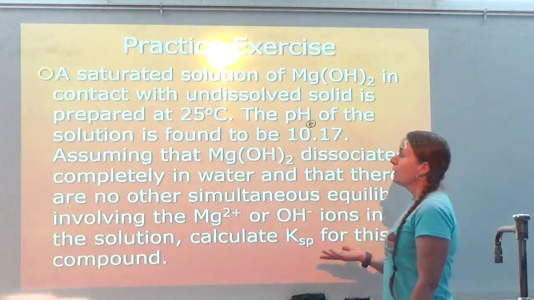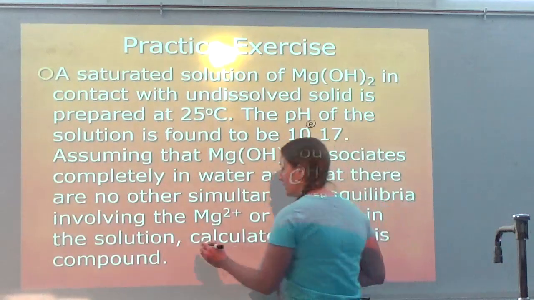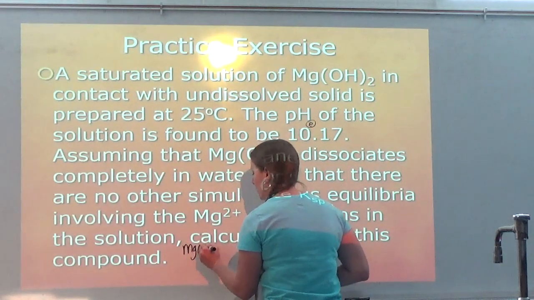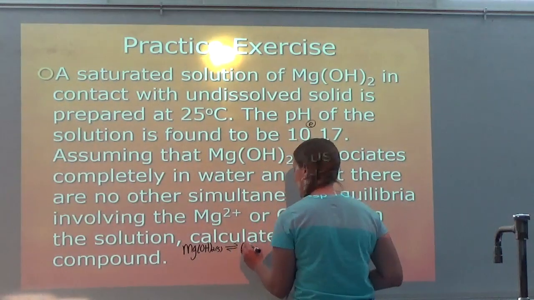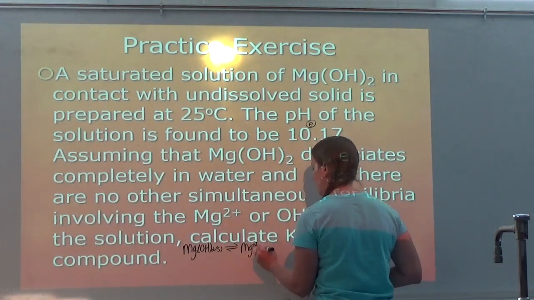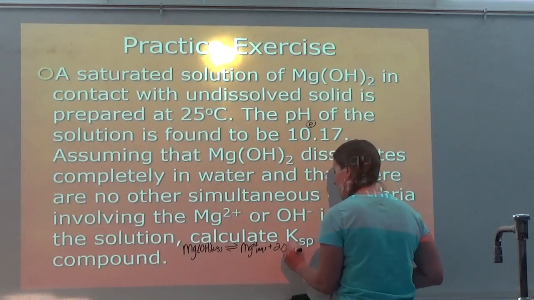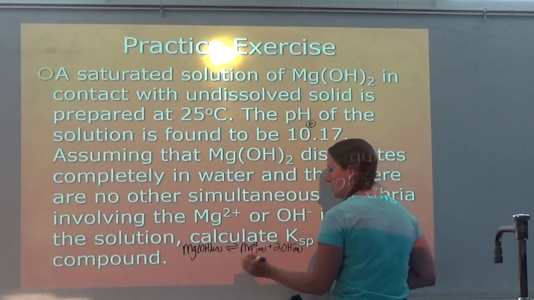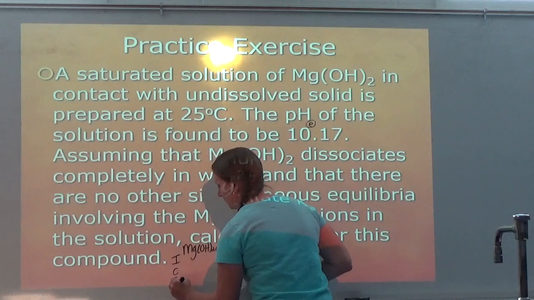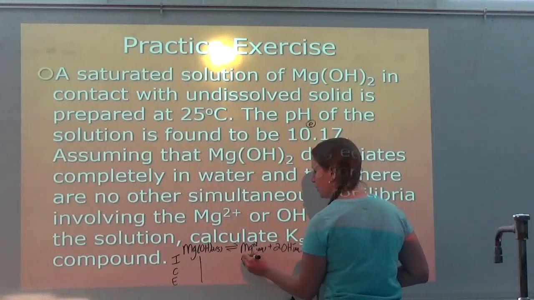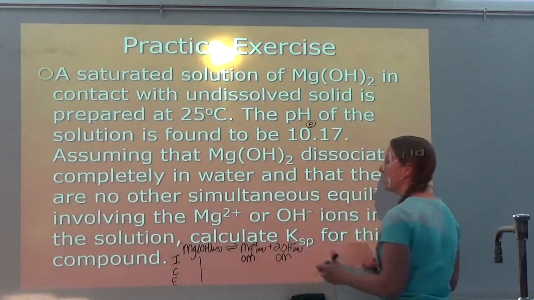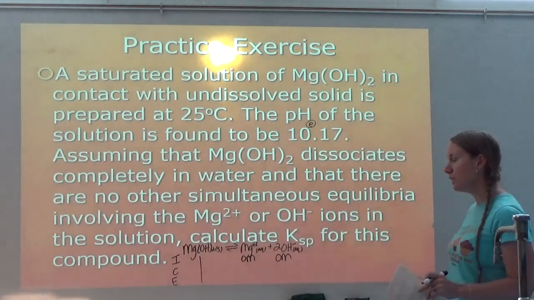So what I know is I have magnesium hydroxide dissolving in water. So I have Mg(OH)2 solid, and it's going to break up into the Mg2+ ion and 2 of the hydroxide ions. Okay, so I set up my ICE chart. I don't care about any of the solid. Initially, I'm not going to start with anything because it told me there are no other simultaneous equilibria involved.